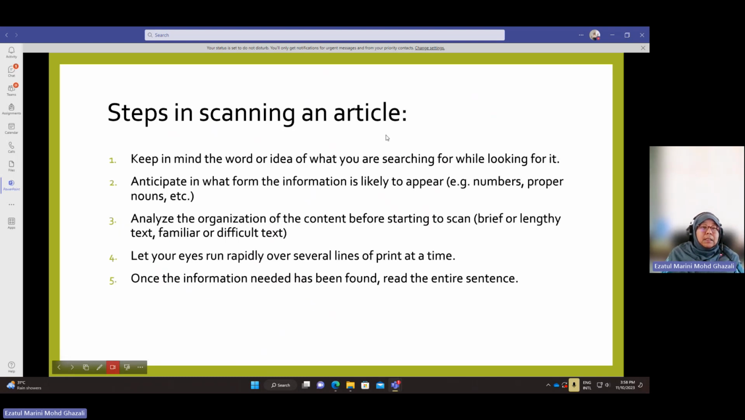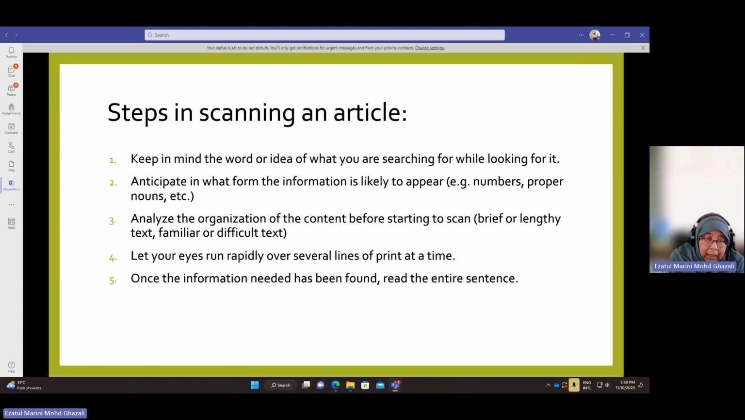Okay, here are the steps in scanning an article. Keep in mind the word or idea of what you are searching for while looking for it. The simplest example would be when you go to a train station or bus station and you are trying to find the departure time for a certain train. For example, you are looking for the departure time of the train from Tanjung Malim to Ipoh.